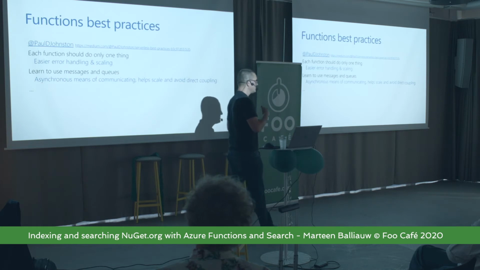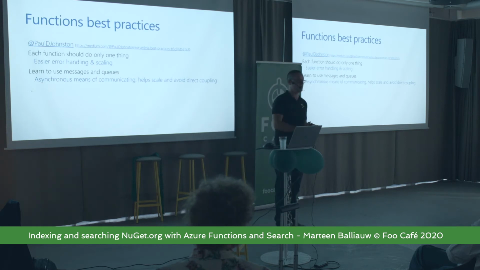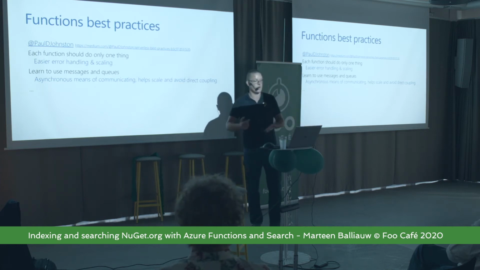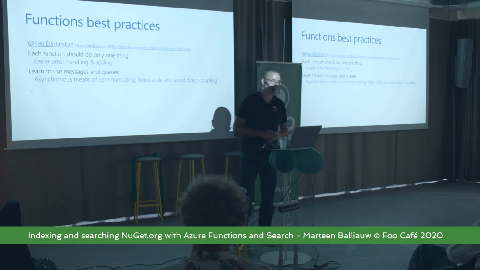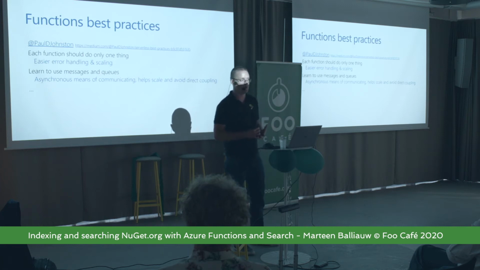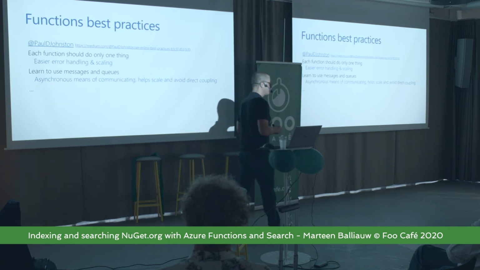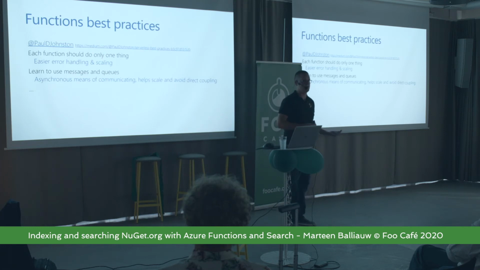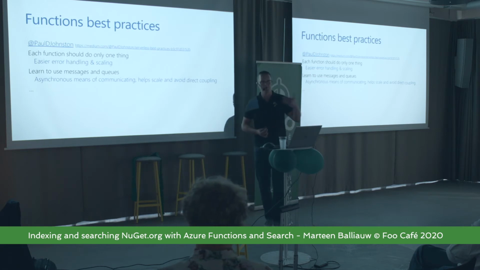It makes it easier to handle errors. It makes it easier to scale your function, and also troubleshooting becomes much easier because you know that function only has a couple of lines of code, so you know where to go and look for whatever you have in there. A sort of consequence of having each function do only one thing is that you need a way for those functions to communicate with one another. And typically you will land on something that is a message-based approach where you put messages in a queue, process those messages, and so on.